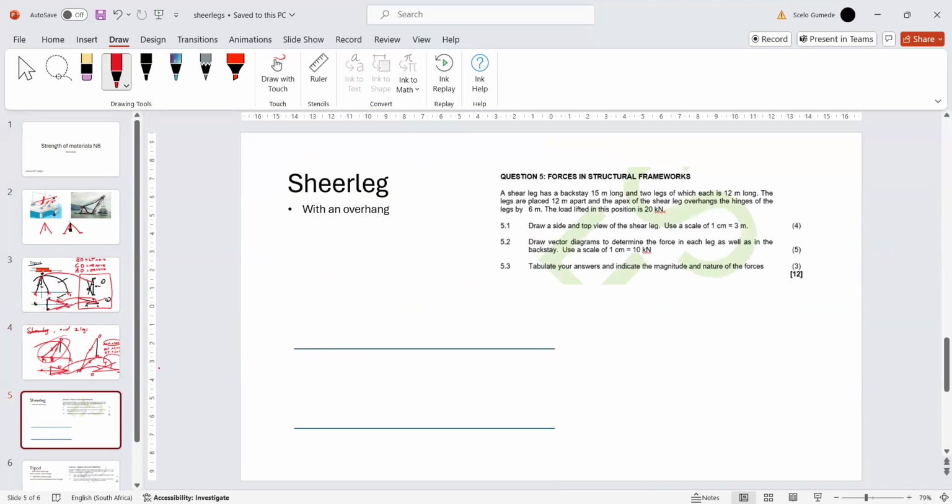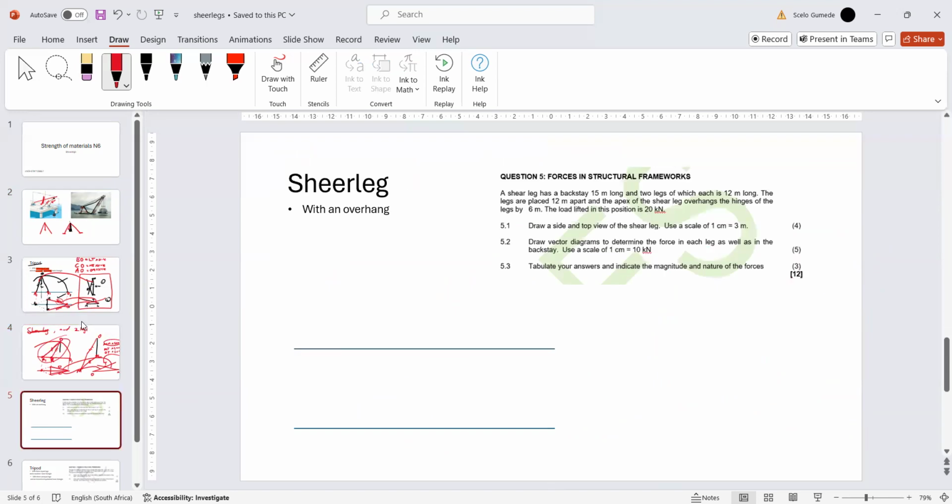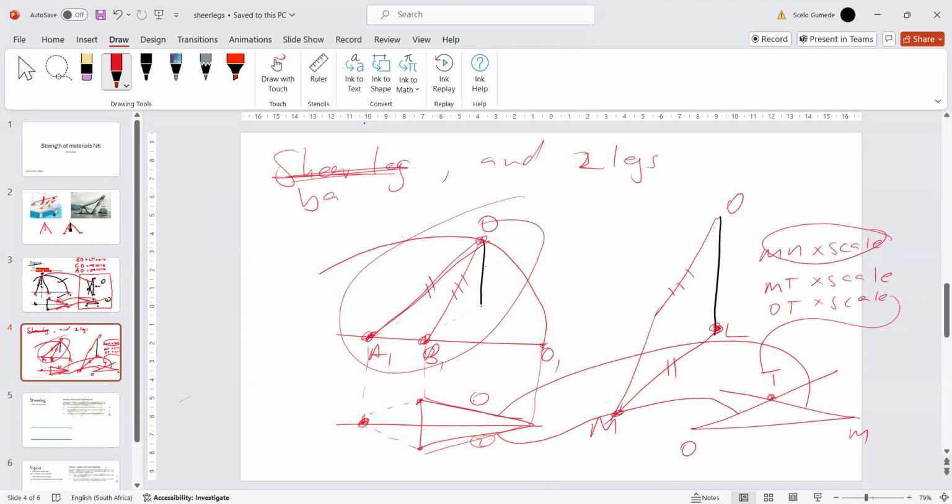But you also have another one. Actually, that's a backstay. This one is a backstay. So I'm busy saying shear leg, shear leg, shear leg. It's a backstay. So when you have a backstay, this line here is a backstay. Sorry for my handwriting. So this is the force on the backstay. We call it a backstay, not shear leg.